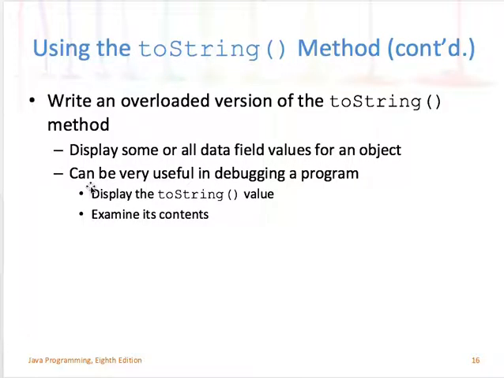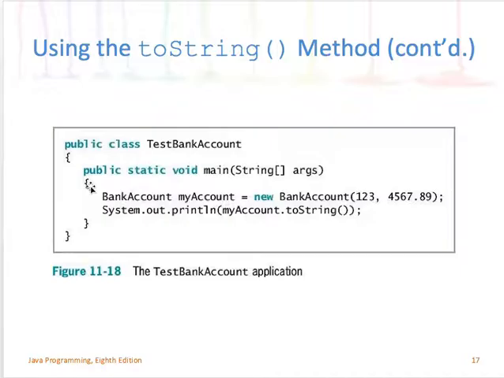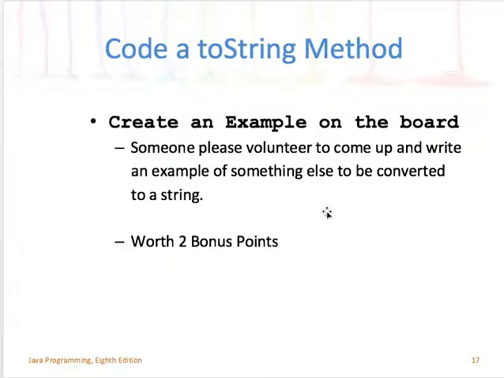Write an overloaded version of toString to display the sum of all data values from an object. It can be very useful in debugging a program. So display the toString value and examine its contents. In this example here, we have public class Test, which is our main class. We have our main section. We have BankAccount. We're setting up a new instance of that class, and then we're calling System.out.println(myAccount.toString()). Pretty simple stuff.